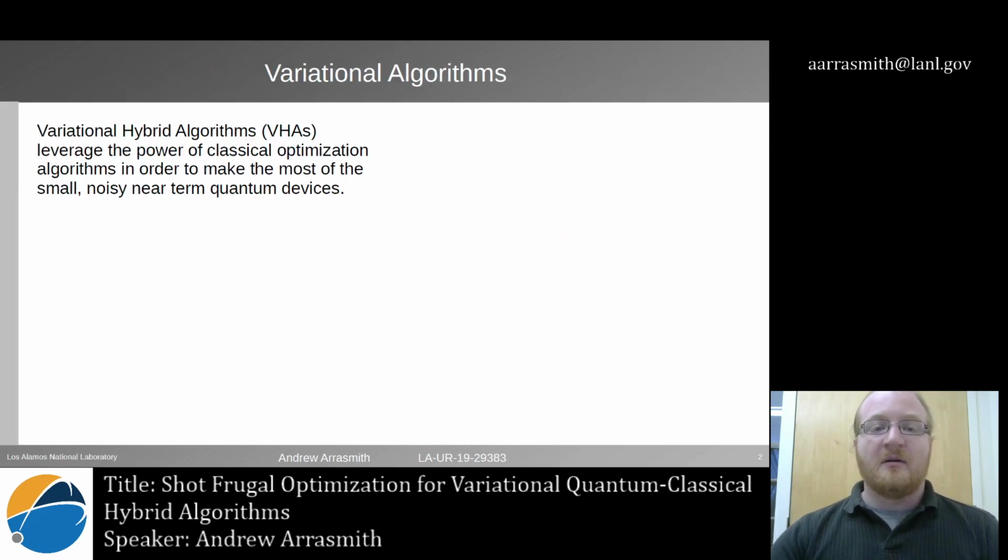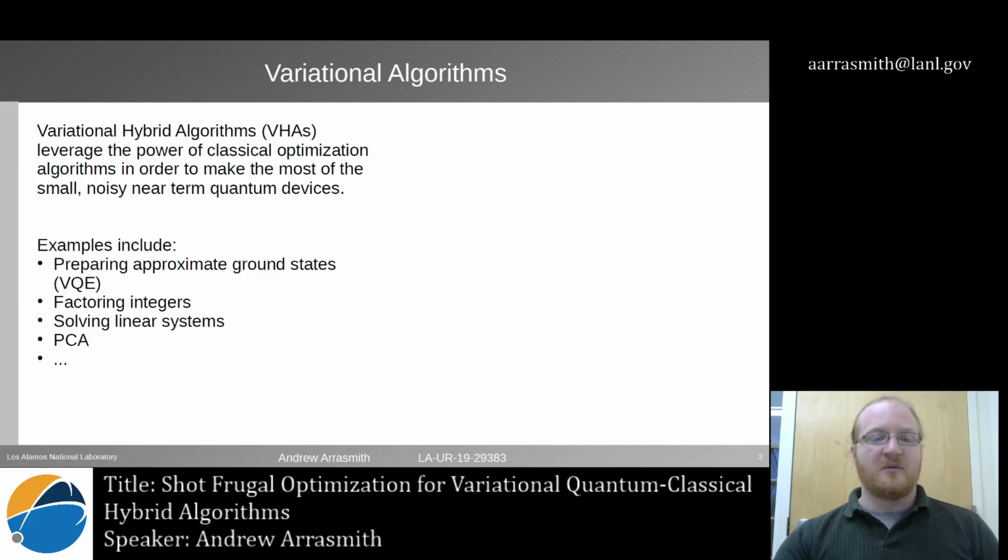So we're talking about variational algorithms, algorithms that use a classical optimization loop where the cost function is evaluated on a quantum device. There are many examples of that, but some of the more famous ones: trying to find ground states with the variational quantum eigensolver. You can factor integers, you can solve linear systems, you can do principal component analysis in this framework and many more.